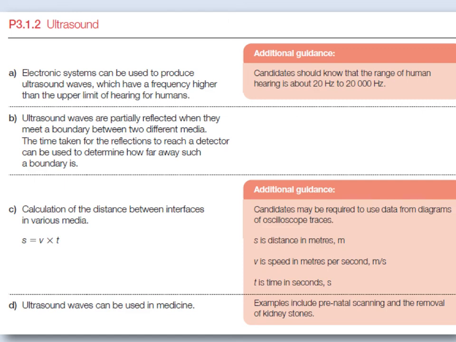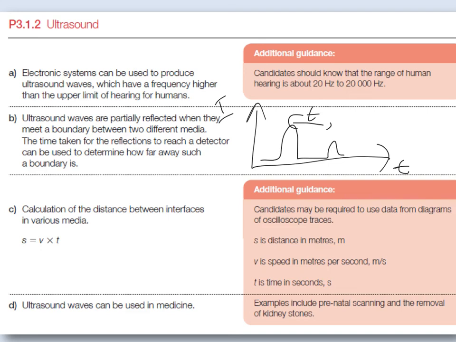You should be aware that electronic systems can be used to produce ultrasound waves which have a frequency higher than the upper limits of hearing for humans. You should also know that the range of human hearing is about 20 Hz to 20,000 Hz. You should also be aware that ultrasound waves are partially reflected when they meet a boundary between two different media. The time taken for reflections to reach the detector can be used to determine how far away such a boundary is.